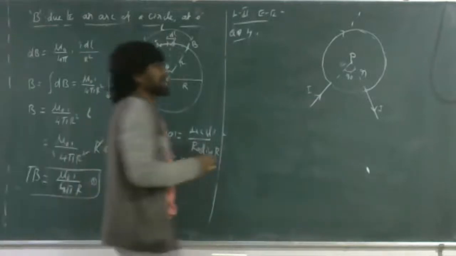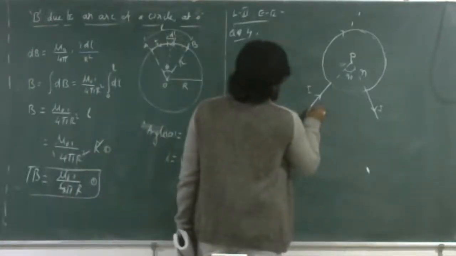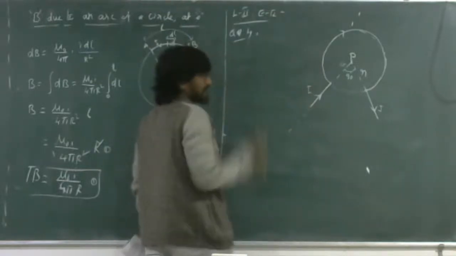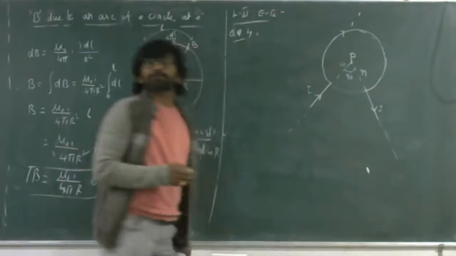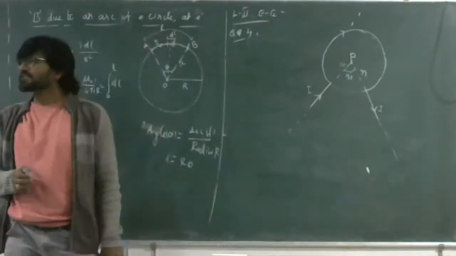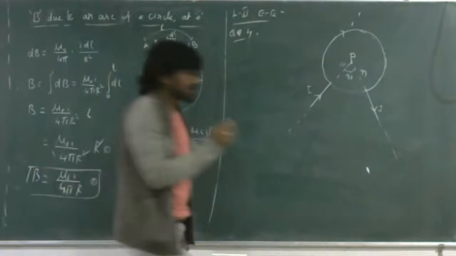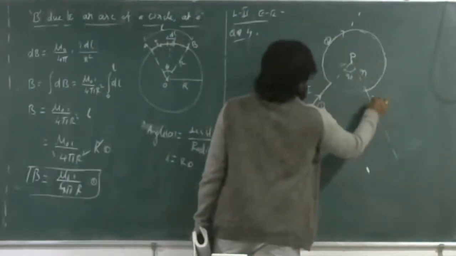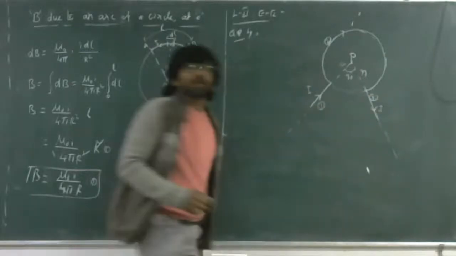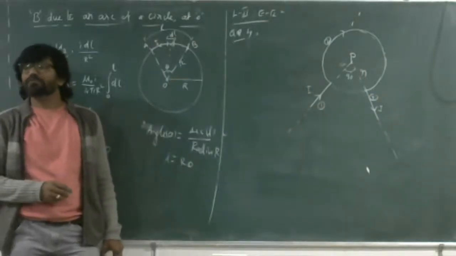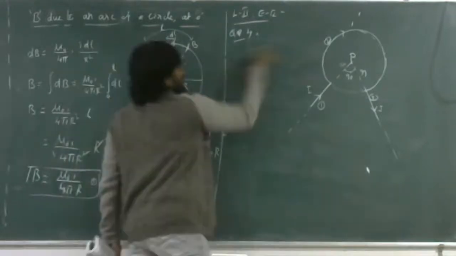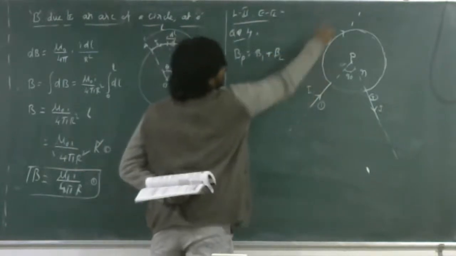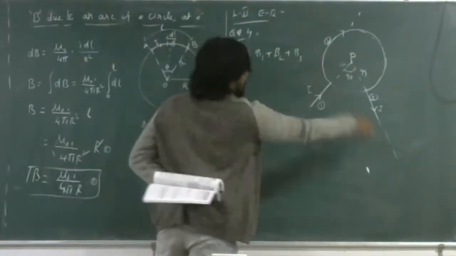So how to do this? To work this out, let us consider that it is not mentioned where the current is coming from. Let us consider this an infinite conductor, and this also an infinite conductor. Now let us divide this into three parts. This is part one, this is part two, and this is the third part. So the total field at P is equal to the field due to the first one plus the field due to the second one plus the field due to the third conductor.